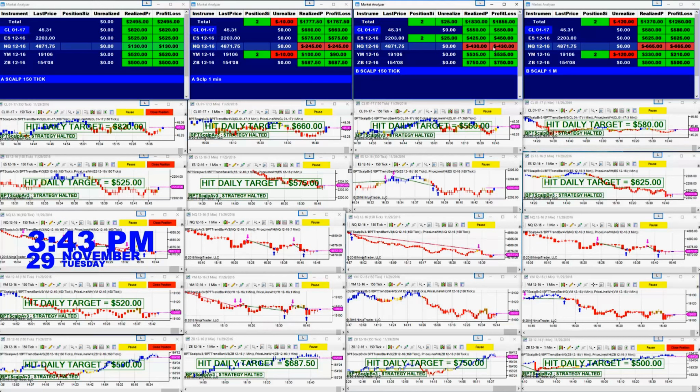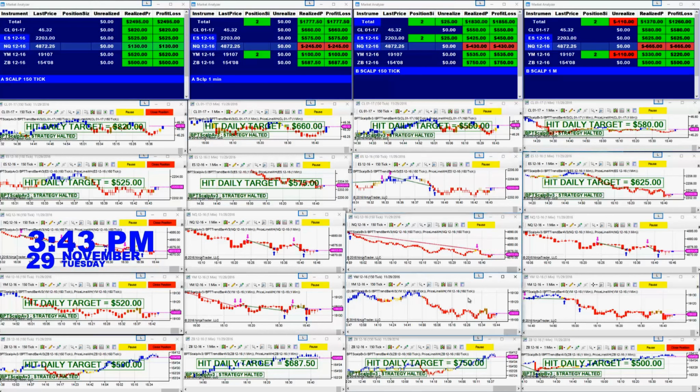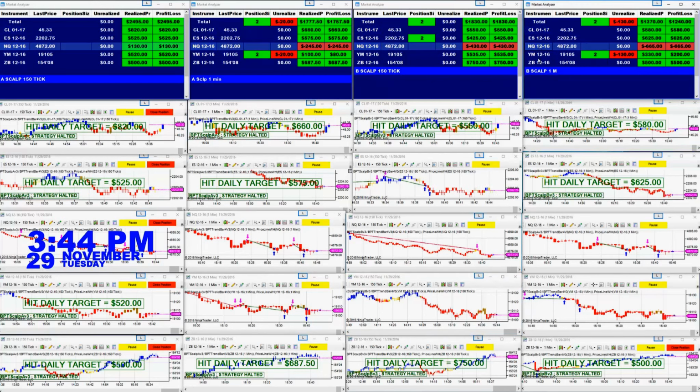Here's again the NASDAQ down, and we didn't hit the target on the NASDAQ, and the YM already hit the target and we turn it off, and then the 30-year Treasury bond hit the target. So again, you can see the NASDAQ didn't hit the target. On the B scalper 1 minute, all of them hit the target in a way, except the NASDAQ again did not hit the target, and the YM also was a little bit flat.